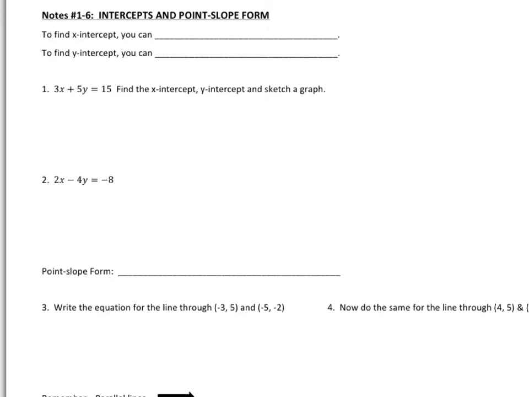Hello students, today's lesson is on intercepts and point slope form. I want to first talk about how to find the x-intercept and the y-intercept.